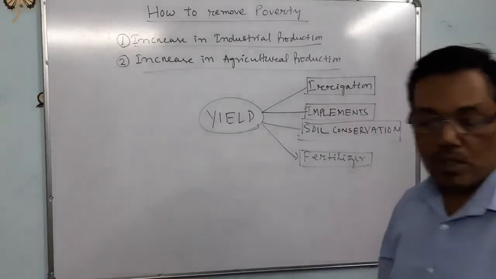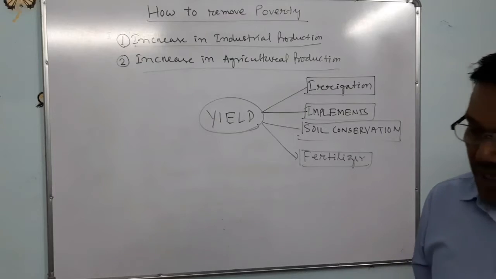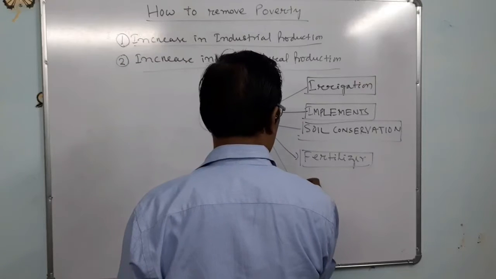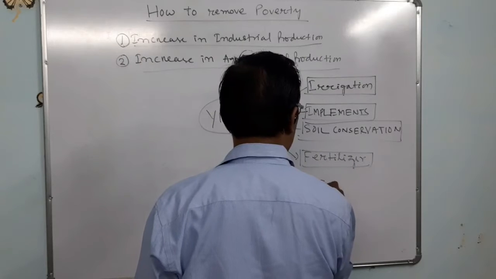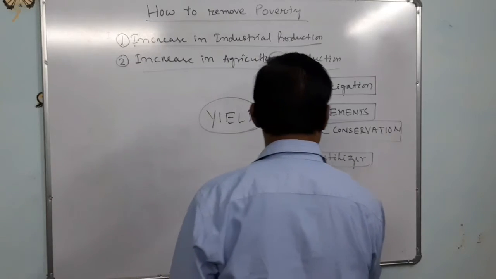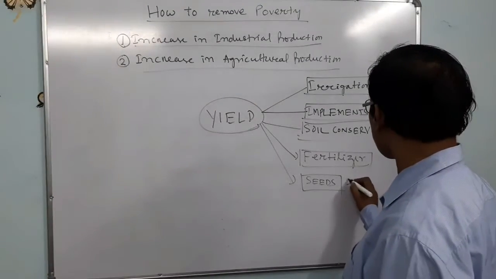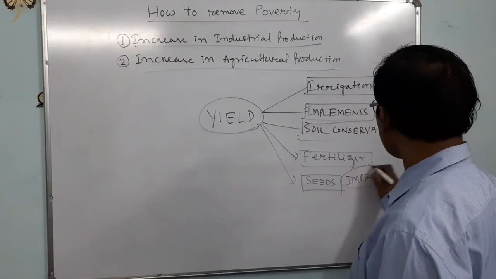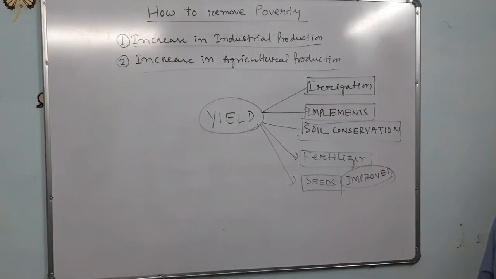Then we may say that the land should have proper fertilizer facilities that the farmers should get, because whenever they are plowing the fields, at that time they have to do it properly. Then they have to get high yielding variety of seeds, or improved seeds. Or what types of seeds should be used.